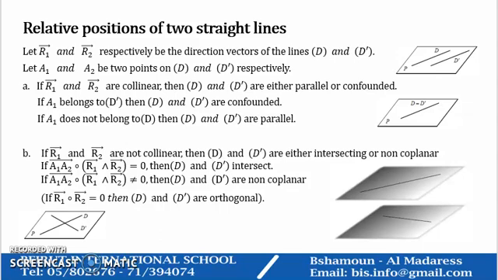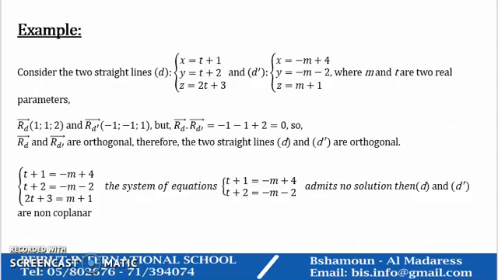So I can check if they are in the same plane by taking A1A2 dot R1 cross R2. If the answer is 0, then the two straight lines are coplanar, and since they are not parallel, they are intersecting. If A1A2 dot R1 cross R2 is not equal to 0, then D and D prime are non-coplanar and they are not intersecting. A special case here: if R1 dot R2 equals 0, then D and D prime are orthogonal.